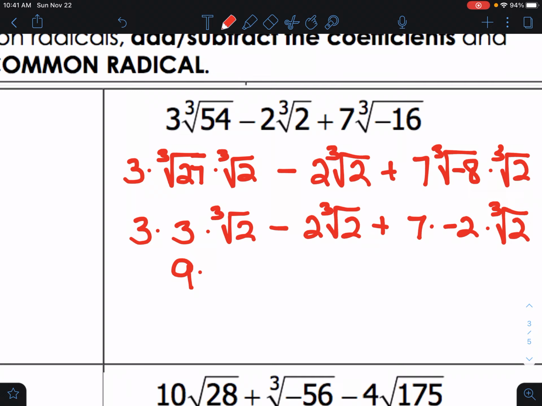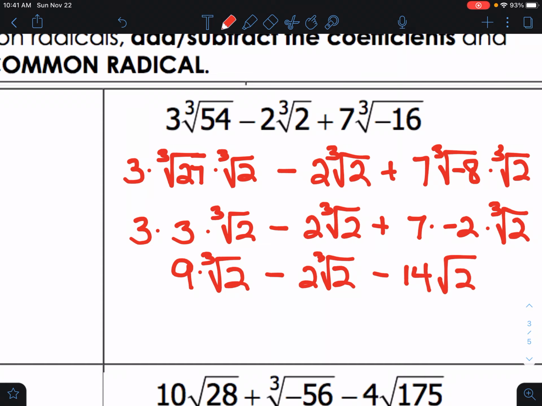All right, so now we have 9 times the cube root of 2 minus 2 times the cube root of 2. And then this will be negative 14, so I'm going to write minus 14 times the cube root of 2. And now notice these are all cube roots of 2, so I can say 9 minus 2 is 7, minus 14 is negative 7, so this would be negative 7 times the cube root of 2, and that would be my answer there.